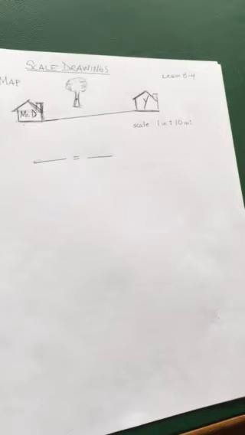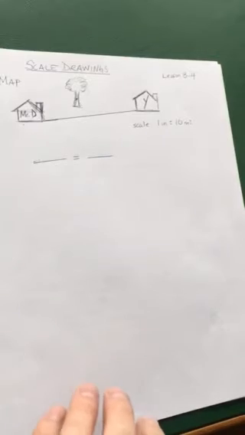Okay, so the scale on a map is the ratio of the distance on the map to the actual distance. Okay, so by knowing the scale, we can find whatever it is that we're looking for by writing and solving proportions. So let's look at a map.